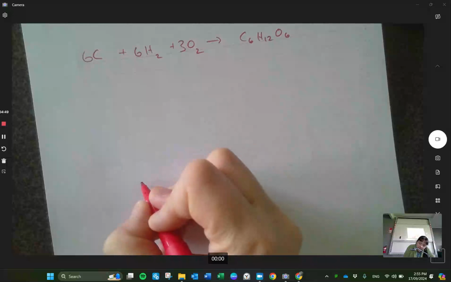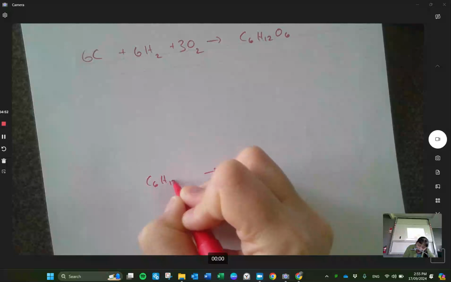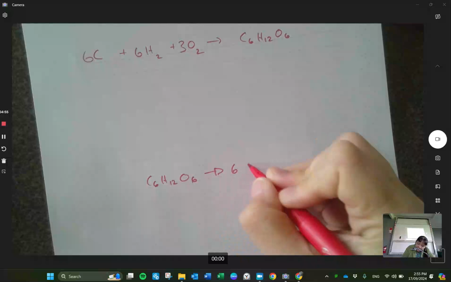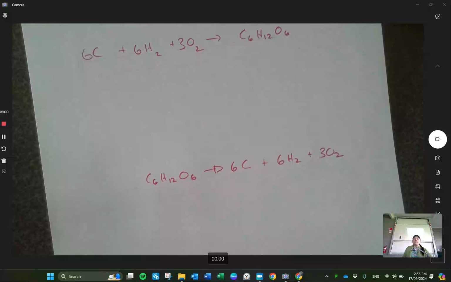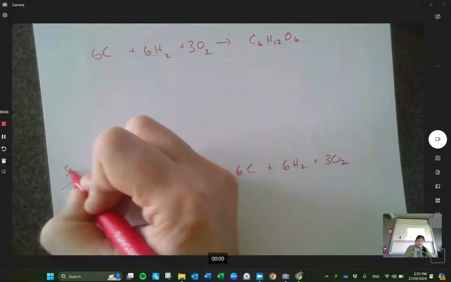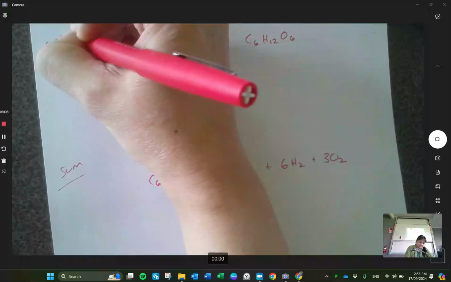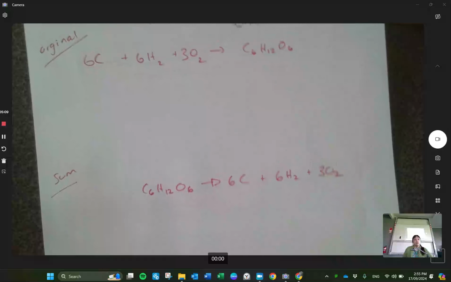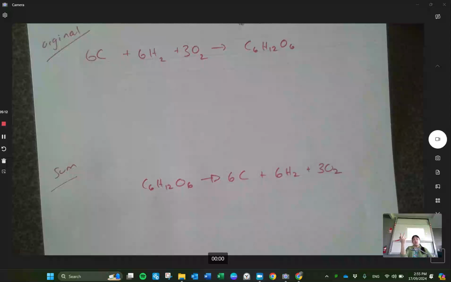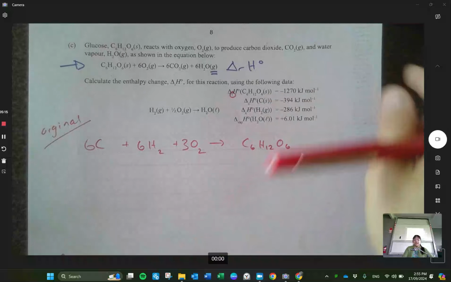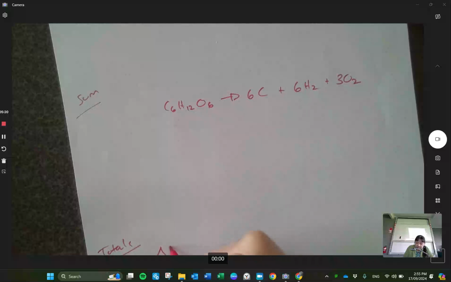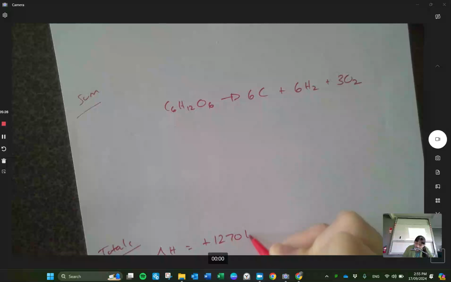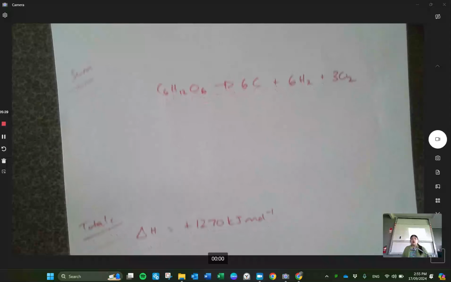So if I flip it around, I have C6H12O6. I have 6C. Okay? So this is just my sum. This is my original. All right? Now, since I've flipped the equation around, I then need to change the sign. So this is now a positive. So let's do our totals. So right now from that first equation, my delta H is going to be a positive 1270 kilojoules per mole. Are we okay with that?